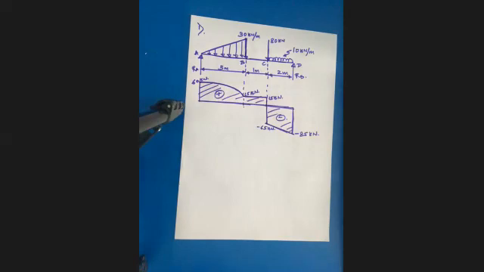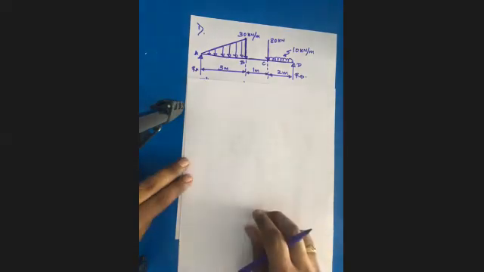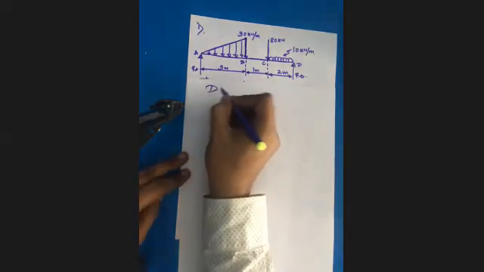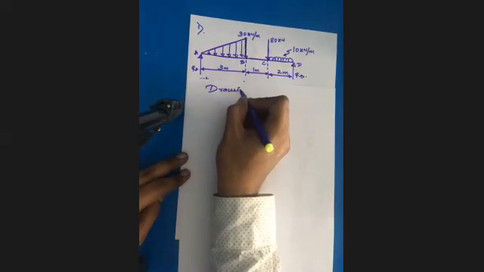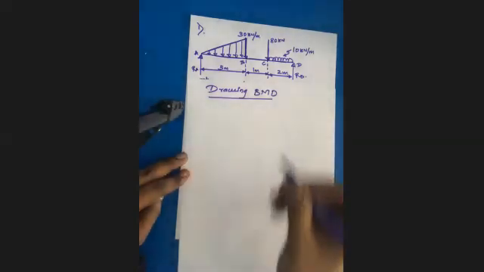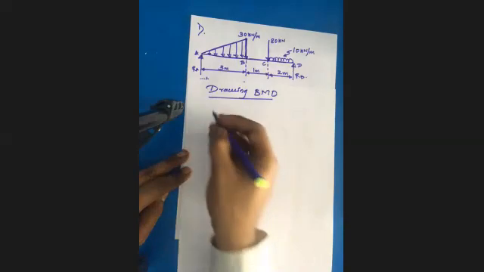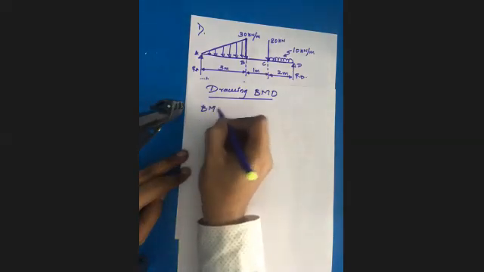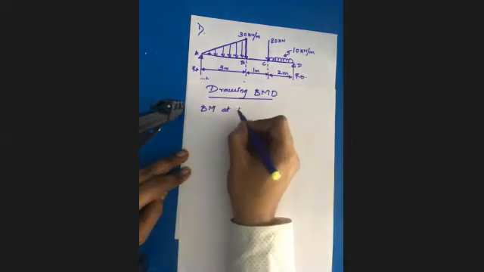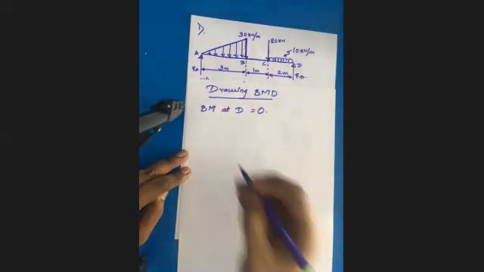Now we'll find out the values of bending moment at salient points and proceed to draw the BMD diagram. So first, I'll write down drawing BMD. Again, I'll go from point D to point A. Now, bending moment at D is certainly equal to 0. Next, I'll come to point C.